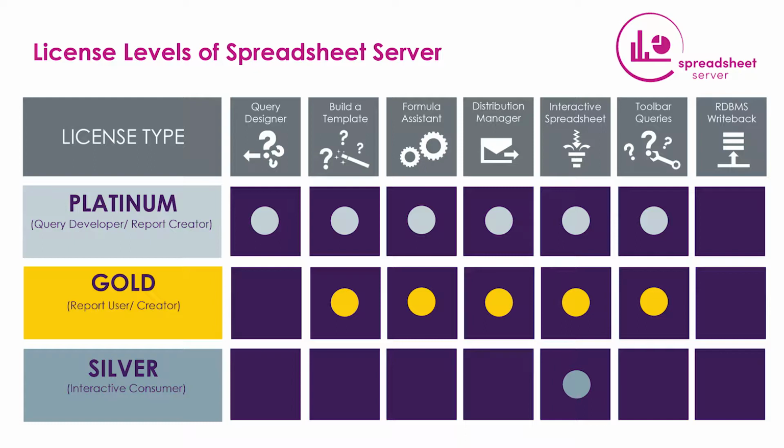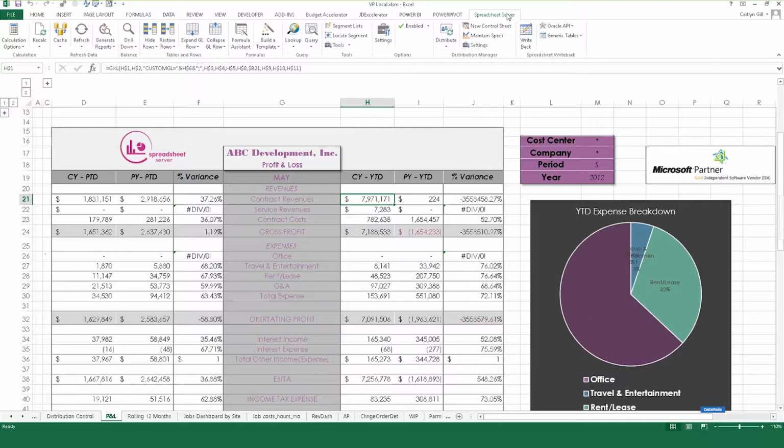So I'm going to go ahead and share my screen with you again, and we're going to walk through a workbook that I've built that is utilizing a gold and platinum license. So again, my Spreadsheet Server ribbon doesn't change. Well, it does change actually. When you have a gold license, all of the features on the ribbon are going to be available to you. So with the silver license, the only features you have on the Spreadsheet Server ribbon are the drill down features, the recalc features, and the expand and collapse row.